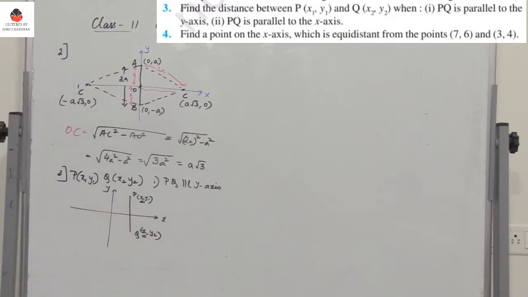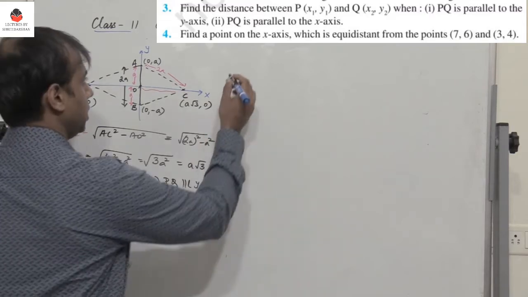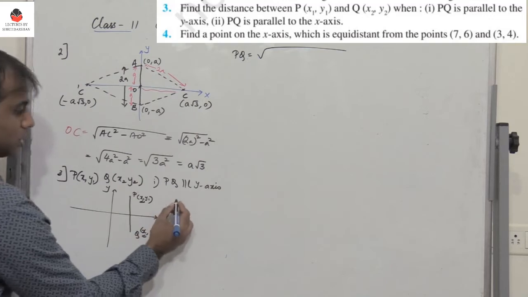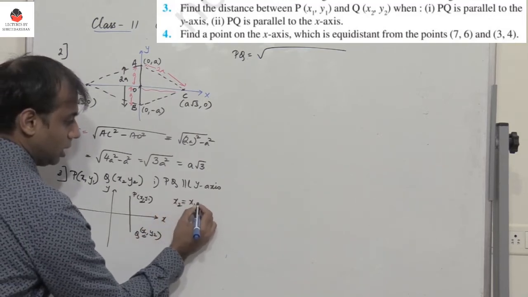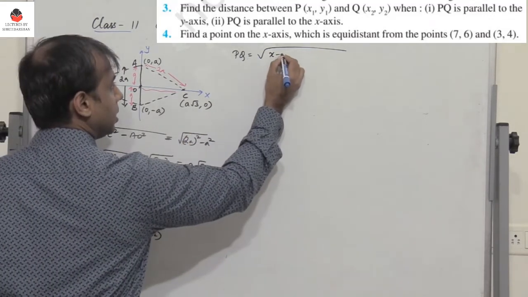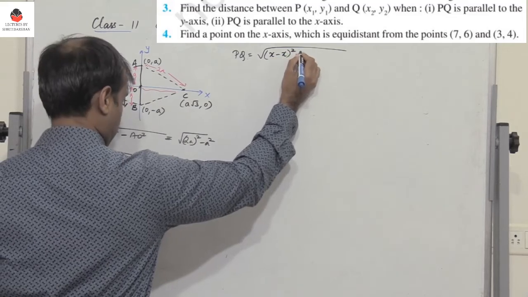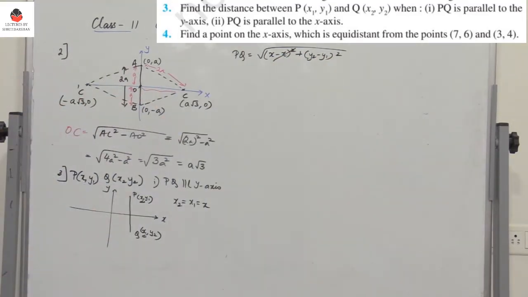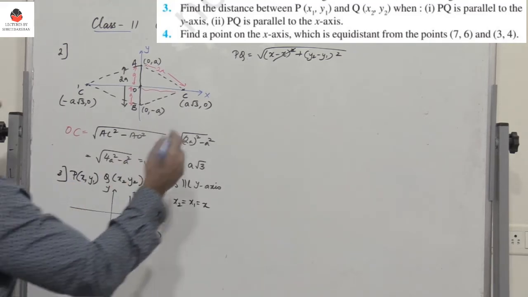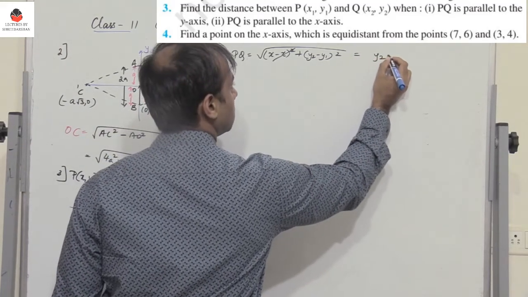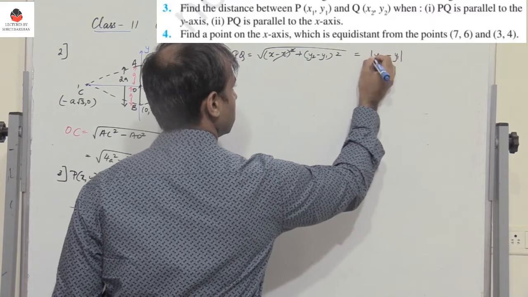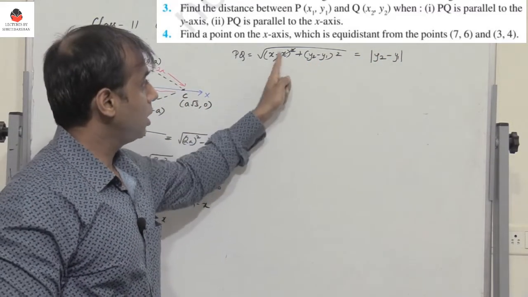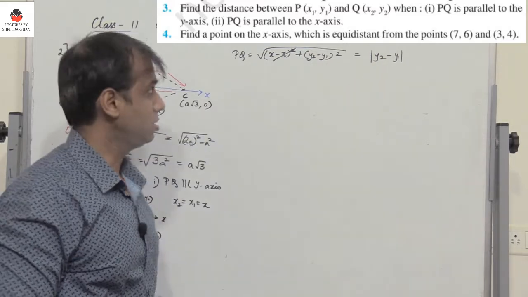So let me use the distance formula. According to the distance formula, what is PQ? PQ is root of x2 minus x1, so x2 equals x1 equals x. So it's going to be x minus x the whole square plus y2 minus y1 the whole square. So this becomes equal to 0. Therefore it's going to be the magnitude of y2 minus y1, the root of y2 minus y1 the whole square, so it's just going to be y2 minus y1.